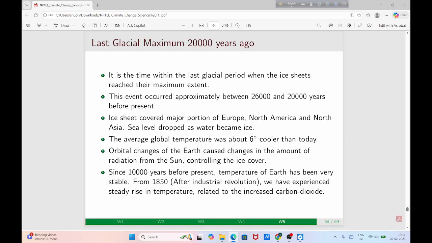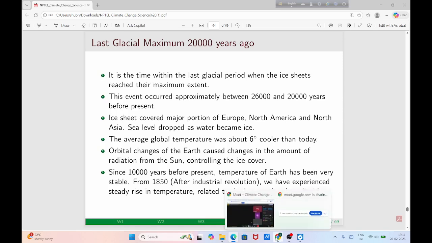Now, since 10,000 years before present, the temperature of Earth has been very stable. It promoted agriculture, human growth, growth of civilization, this type of thing. But recently we have experienced a steady rise in temperature related to carbon dioxide, which is completely anthropogenic. That's why we are worried about the recent increase of the temperature due to carbon dioxide.